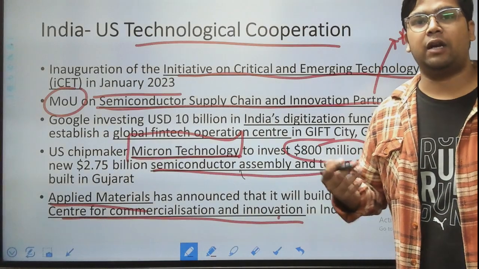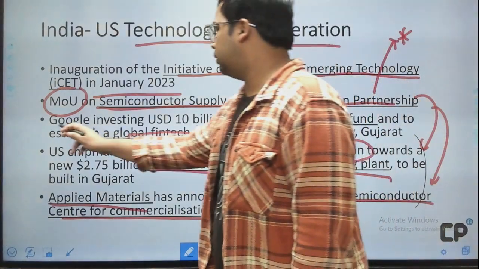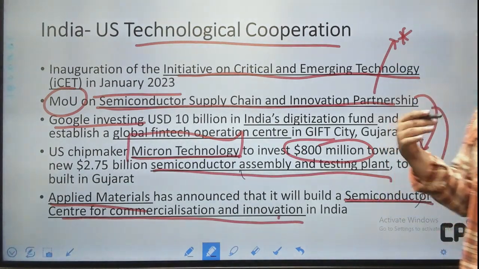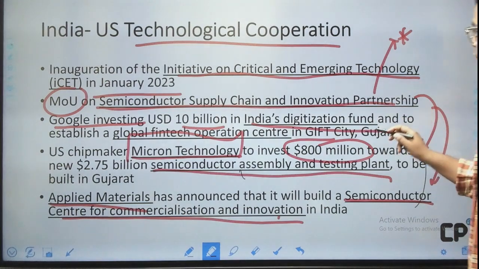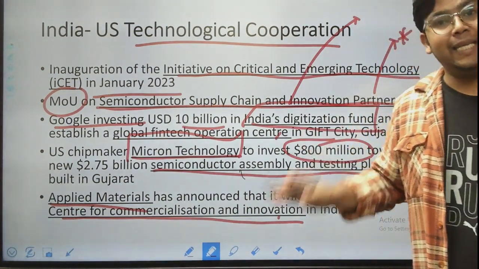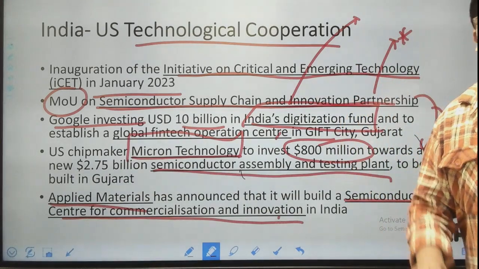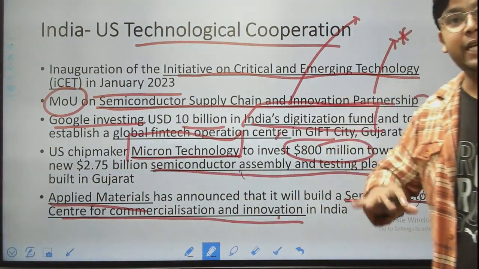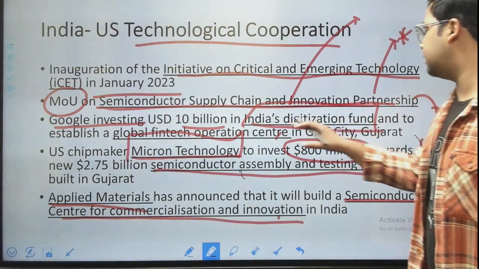help India's semiconductor progress. Apart from that, we have also seen Google announcing, so PM Modi also met Sundar Pichai, and Google has announced that they are investing $10 billion for India's digitization fund. Now, what is this digitization fund? This is a fund maintained by Google with the help of MeitY. This India digitization fund is funding startups, especially in the field of AI and augmented reality. So startups are getting funded using this fund.